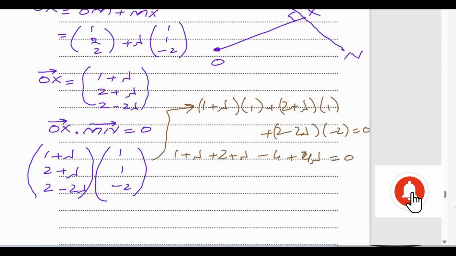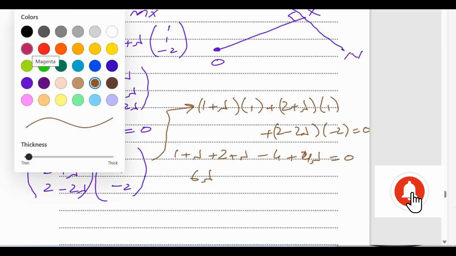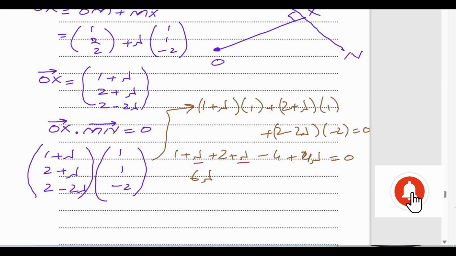So if we further simplify it, lambda plus lambda plus 4 lambda will be equal to 6 lambda, because if I highlight it, lambda, lambda and 4 lambda make 6 lambda. Then 1, 2, 3 and minus 4, so minus 1 is equal to 0. So 6 lambda, not minus 3, this should be minus 1, is equal to 1. So lambda will be equal to 1 by 6. So this will be the final answer for lambda.